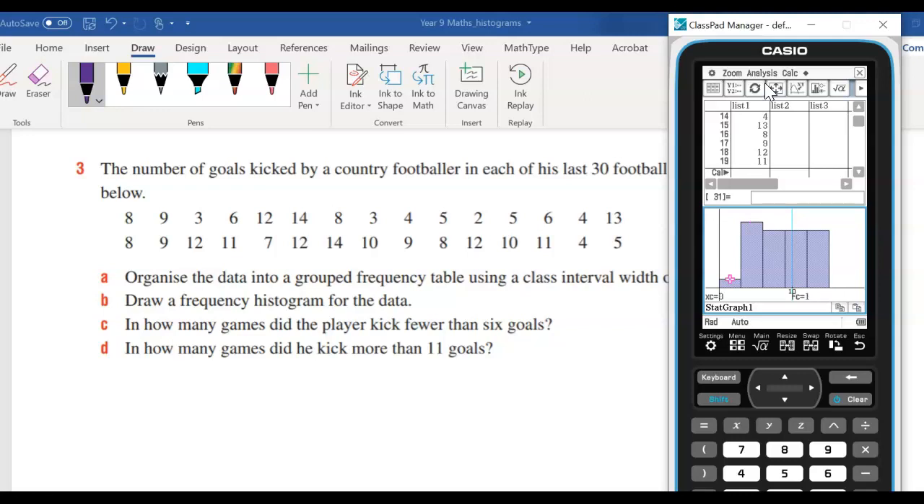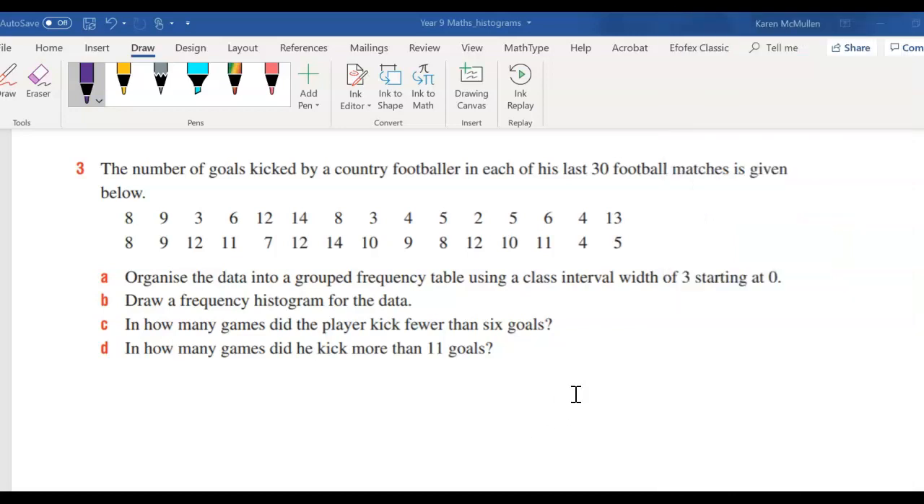In how many games did he kick more than 11 goals? Well, that one we can't read off our histogram, because more than 11 will mean 12 or more. So that last column is 7. More than 11 doesn't include 11, so it's 12. So that last bar starts at 12, so I've got a frequency of 7 for that one.